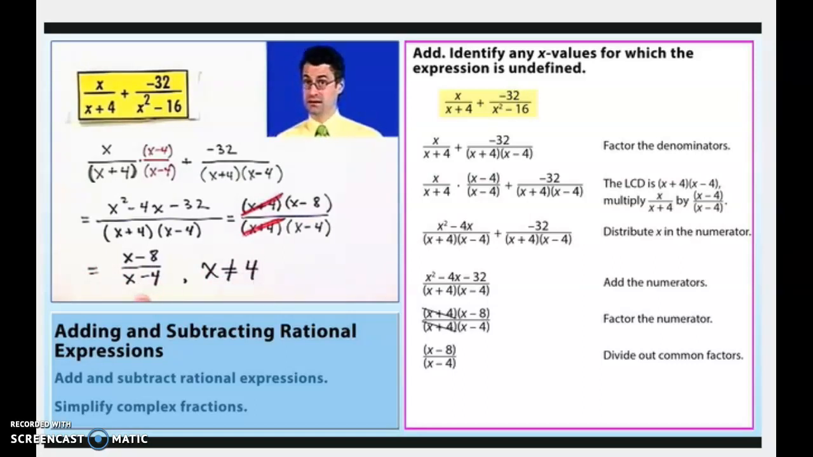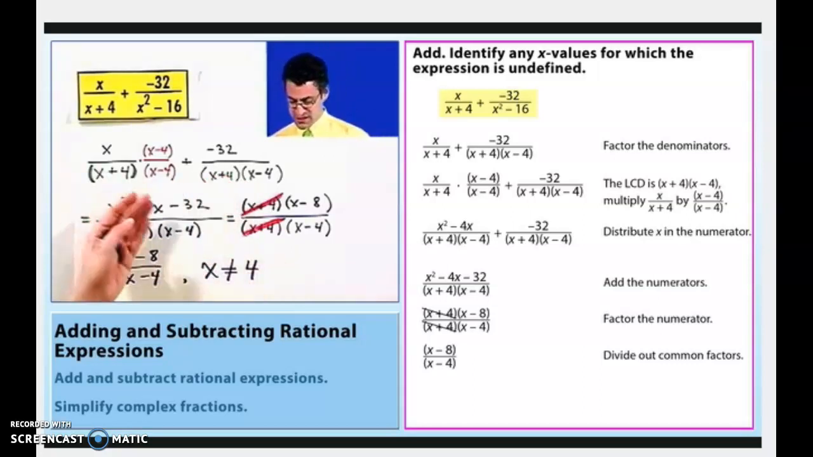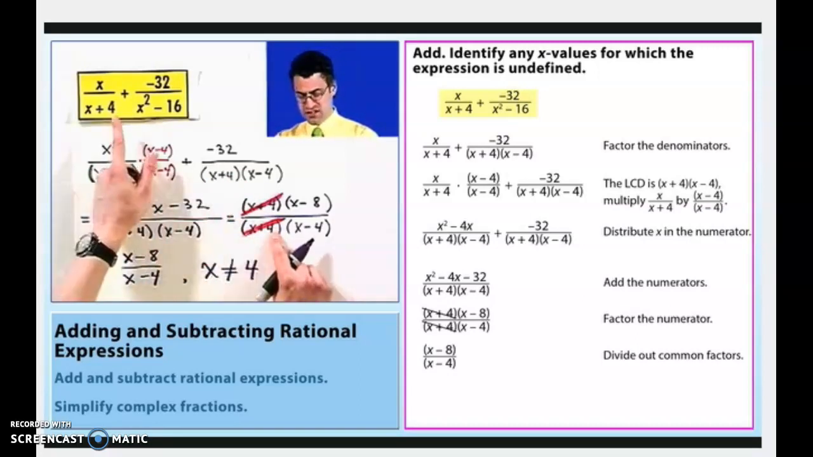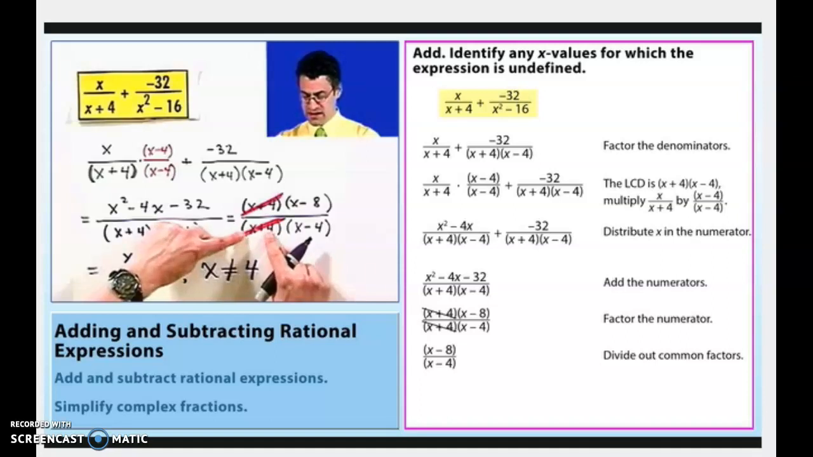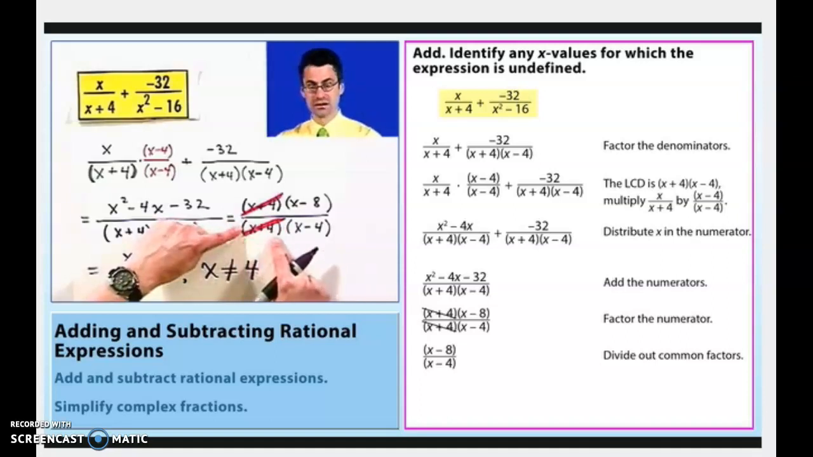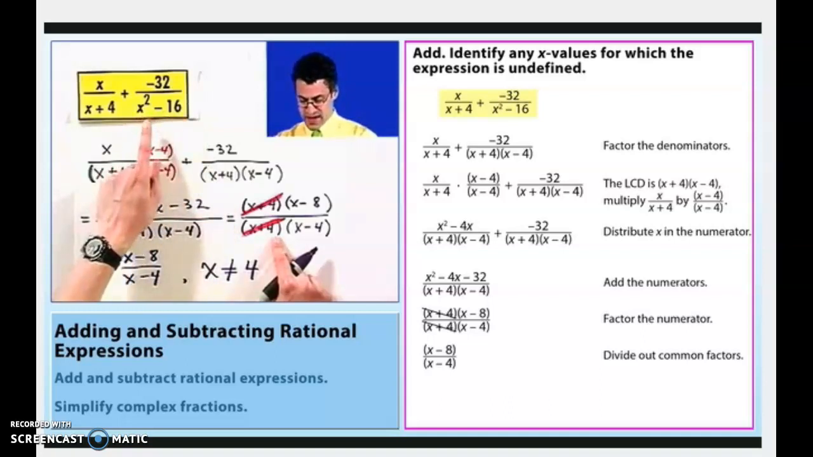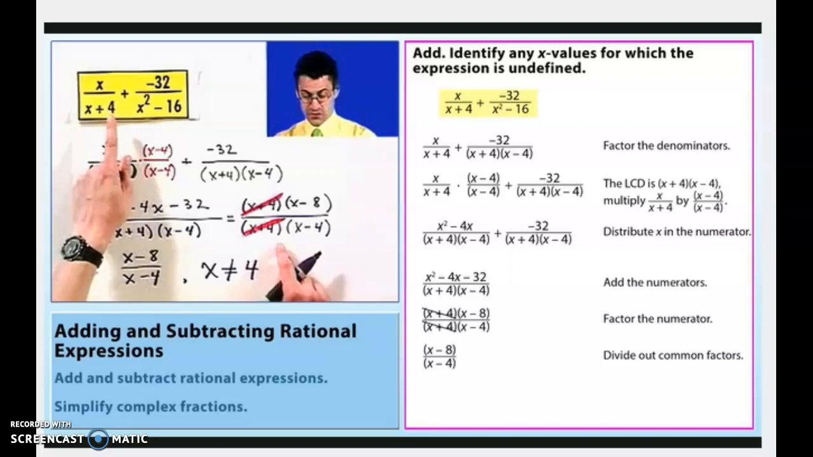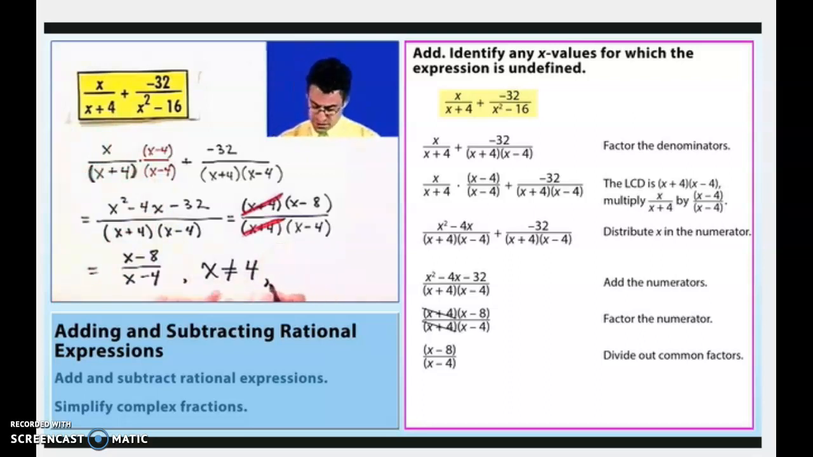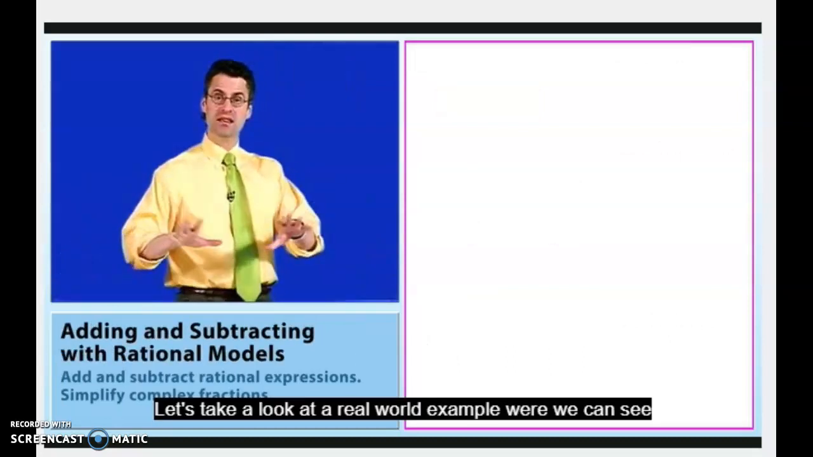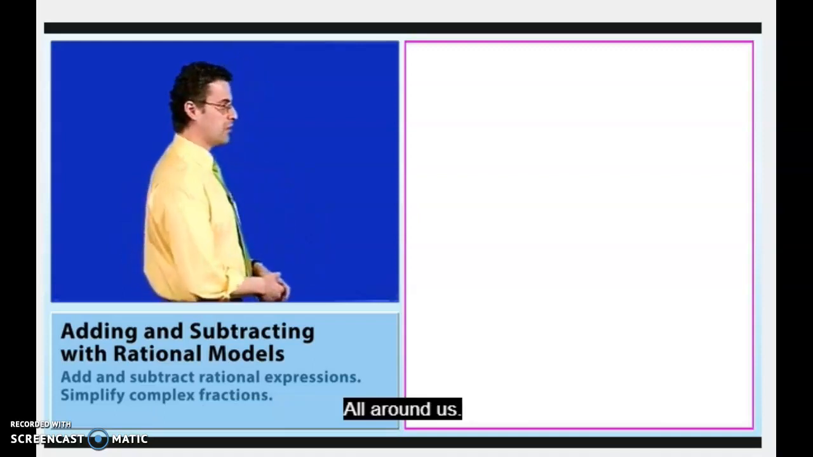Is that it? No. Remember, you've got to go back to the original expressions. We canceled away this term, but we have to realize that in the original expression, x cannot take on the value negative 4 as well. That's when this equals 0, and so that's when this becomes undefined. In fact, that's when this becomes undefined as well. So we also have to include, even though it's completely okay here, x can't equal negative 4.